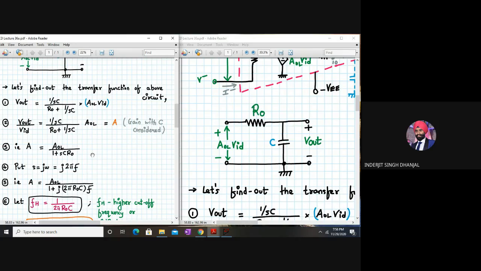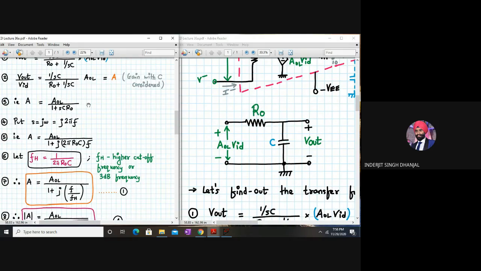So step number 3 will be A will be given by AOL. If we simplify the above expression, we'll get in the denominator 1 plus S into C into RO. Next, this is the Laplace domain, right? We'll convert this Laplace domain into frequency domain. So we substitute S equal to j omega, which will be equal to j 2 pi f. So step number 5 will give us A will be equal to AOL divided by 1 plus j 2 pi RO into C into F.